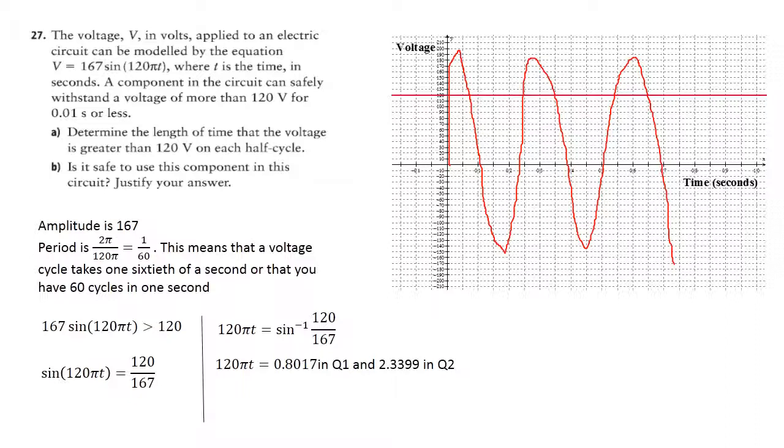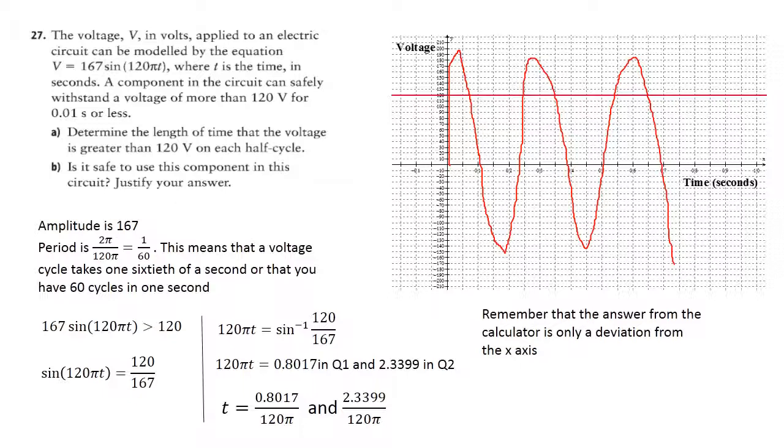That's in quadrant 1. Remember that when you get an answer from the calculator, it's really only a deviation from the x-axis. So the 0.8017 that you get from your calculator when you take sine to the minus 1 of 120 over 167 is a deviation from the x-axis, which you must now apply in quadrant 1 and quadrant 2. That's where, of course, sine is positive.